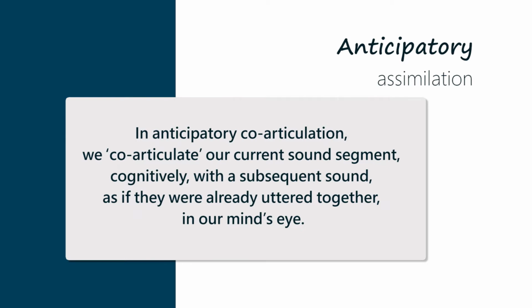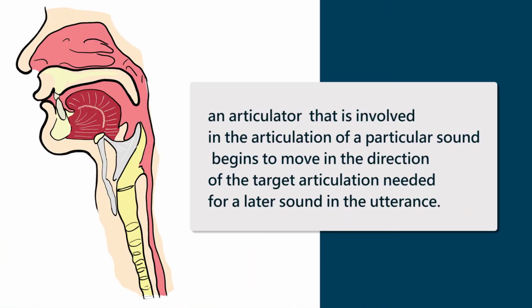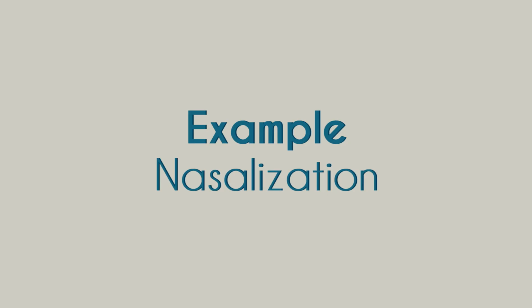In anticipatory co-articulation, an articulator that is involved in the articulation of a particular sound begins to move in the direction of the target articulation needed for a later sound in the utterance. Nasalization is an example of this process.